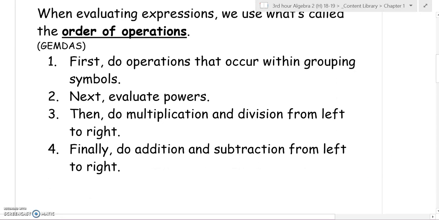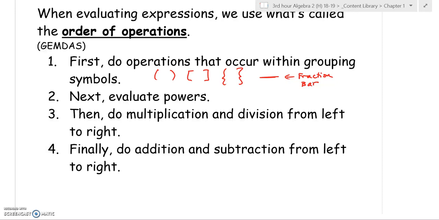So first we do operations that occur within the grouping symbols. Grouping symbols can include parentheses, brackets, and those squiggly braces. It could also include a fraction bar. A fraction bar is considered to be a grouping symbol. So when we have a fraction bar in a numerical expression, we do all the operations within the numerator, and then we do all the operations within the denominator, and then we divide last.